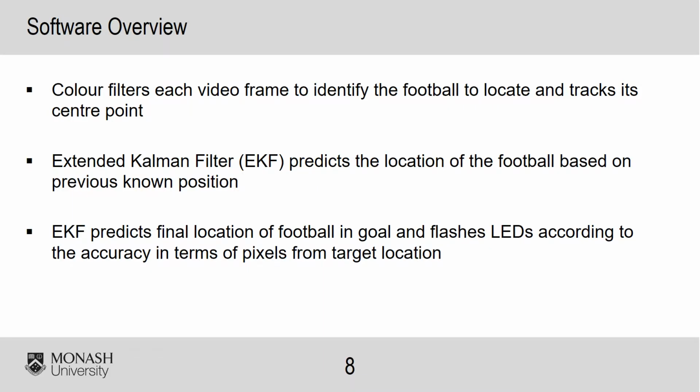Firstly, the software. The algorithm works by color filtering each video frame in order to identify the football. It then proceeds to locate and track its center point. The extended Kalman filter predicts the location of the football based on its previously known position. The extended Kalman filter predicts the final location of the football in the goal, given the camera cannot track the ball into the goal, and flashes LEDs according to the accuracy in terms of pixels from the target location.